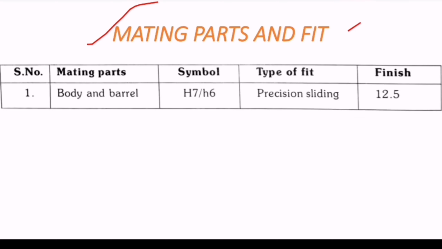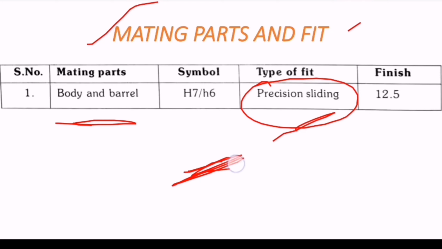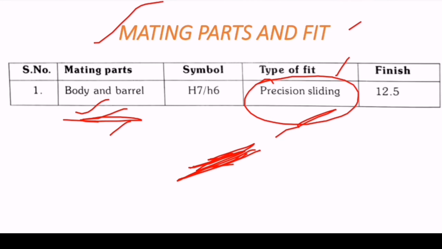Step by step procedure to produce that object is nothing but our process sheet. Next is mating parts and fit. Here only body and barrel are mating parts. Its fit is precision sliding, means one may slide over another. Body and barrel are going to slide each other, so that's why precision sliding is the type of fit.